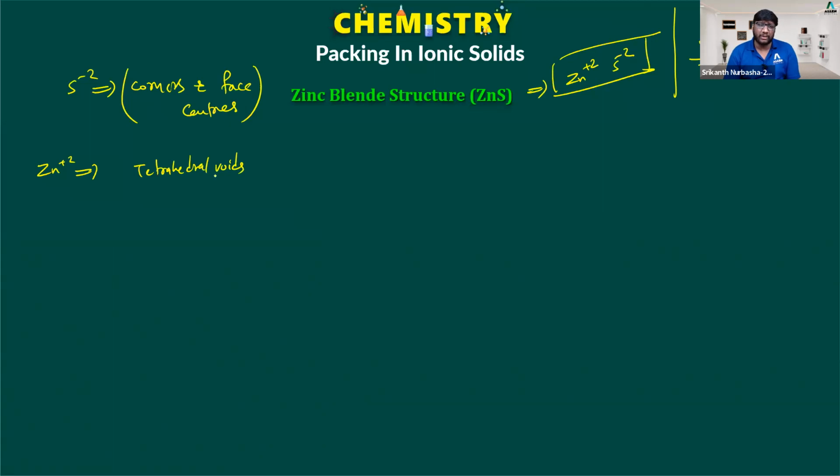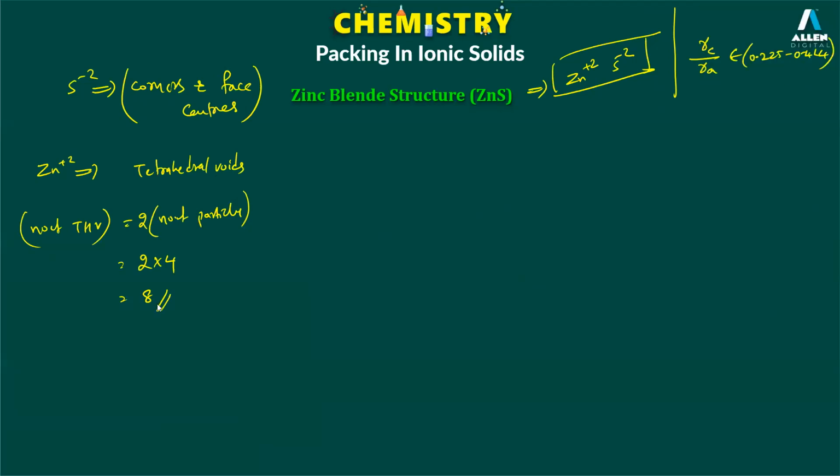Now, the number of tetrahedral voids will be how much? Twice the number of particles. So that will be 2 into 4, that will be 8. Yes or no? Yes. So can I say all the tetrahedral voids are occupied?